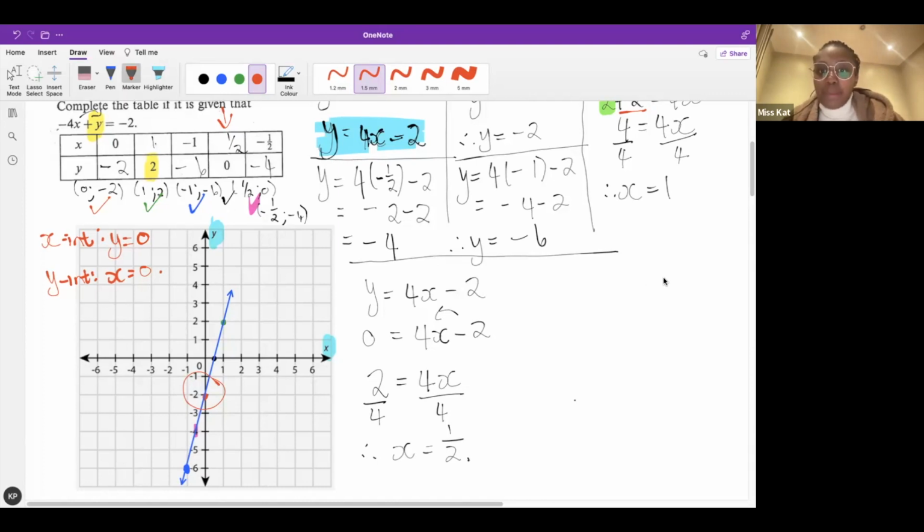Ma'am, will the line in every graph always be infinite? No, you can have a graph with parameters. So I can tell you that this graph starts at x equals 1, which means it would stop there and go that way. But for now, if you don't have any limitations, you just draw it with arrows to show that it keeps going on and on.